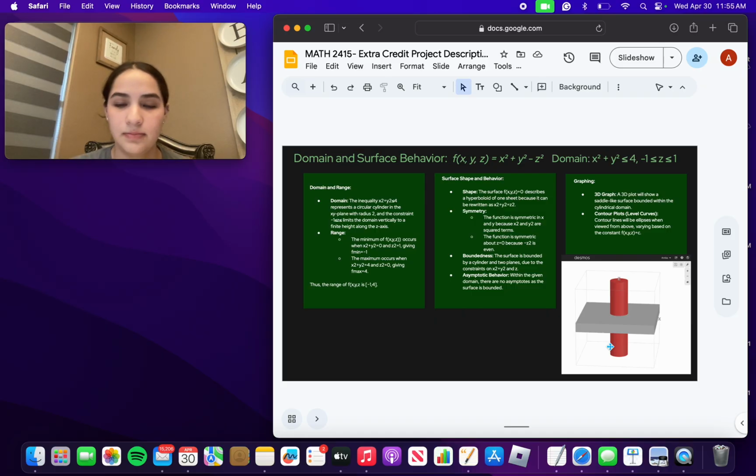For the asymptotic behavior, within the given domain there are no asymptotes as the surface is bounded. And then for the graphing, the 3D plot will show a saddle-like surface bounded within a cylindrical domain. For the level curves, contour lines will be ellipses when viewed from above, varying based on the constant c in the function f(x, y, z) equals c.